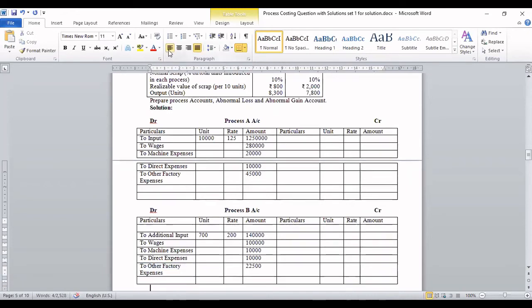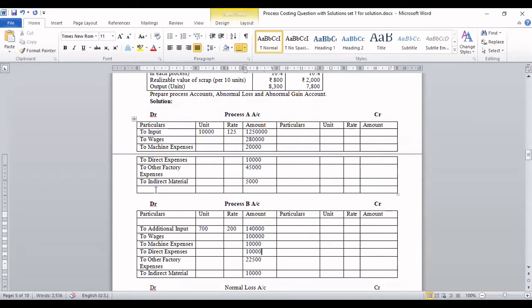Now next is what information given? Indirect material data is given. So fine, let us record indirect material now. Here we'll record indirect material amount. It is 5,000 for process A, correct? Very good. Now for indirect material, it is 10,000 for process B.